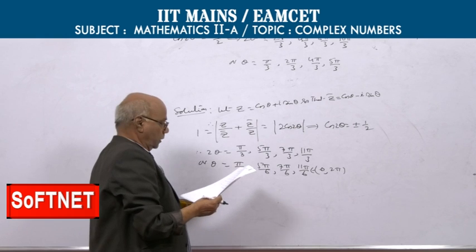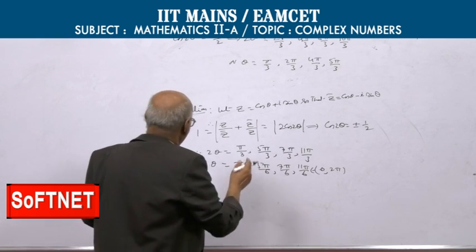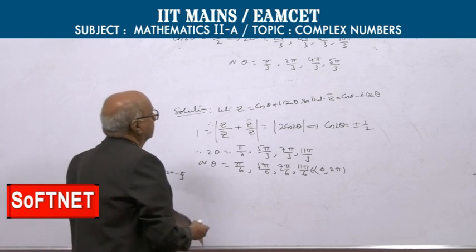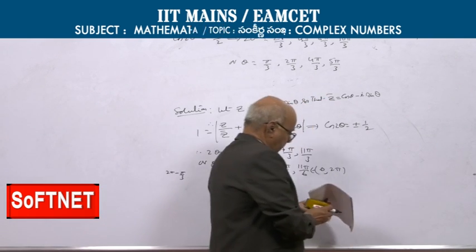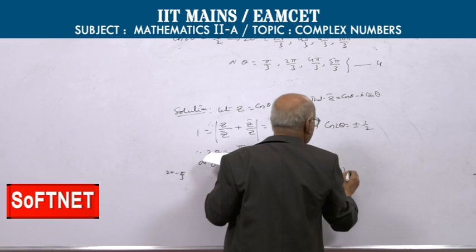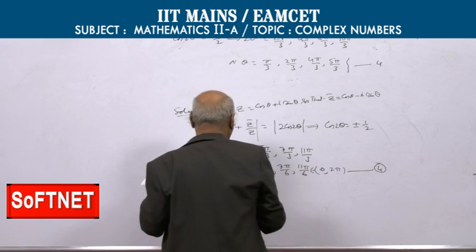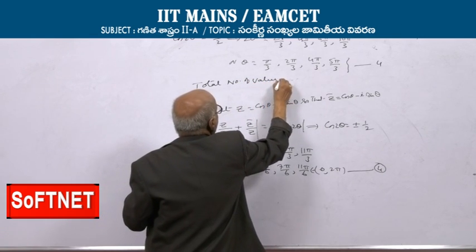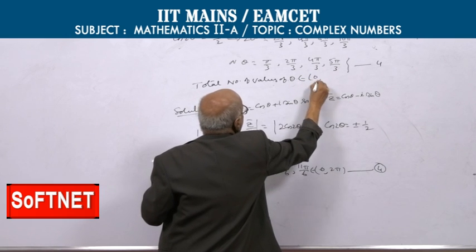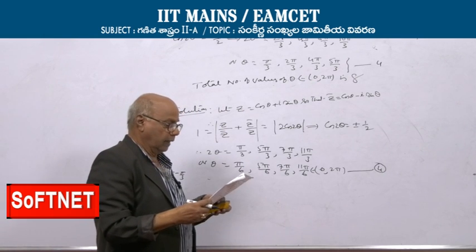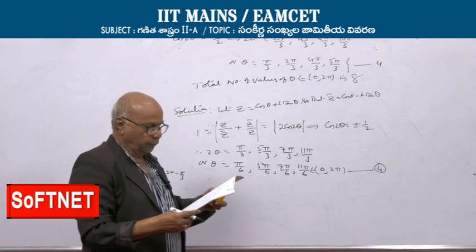So 5 pi by 3, how do you get? 2 pi minus pi by 3. That means 2 theta value. So therefore how many? This 4 and this 4. So total number of values of theta belonging to 0 to 2 pi is 8. So the correct option is option number 4.